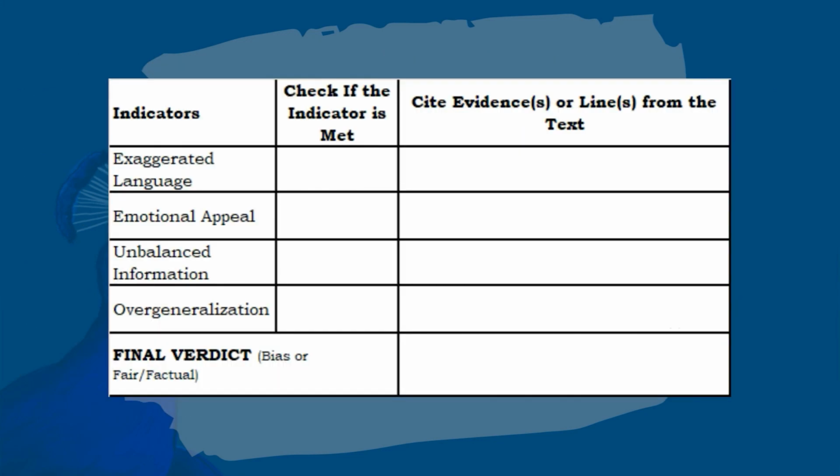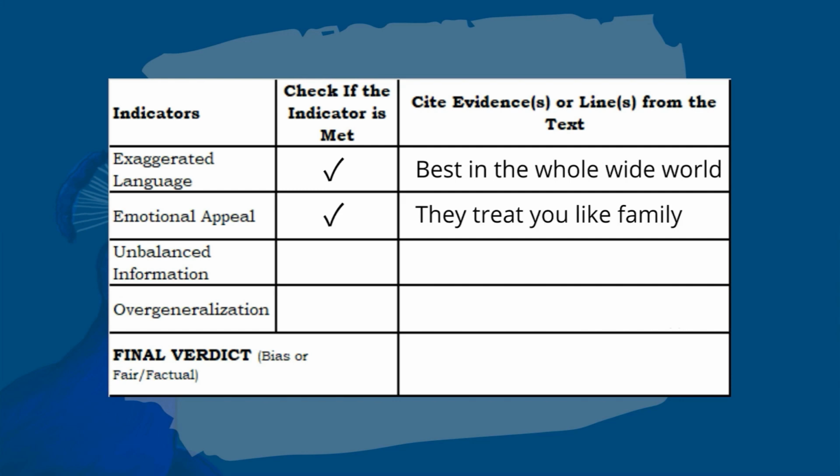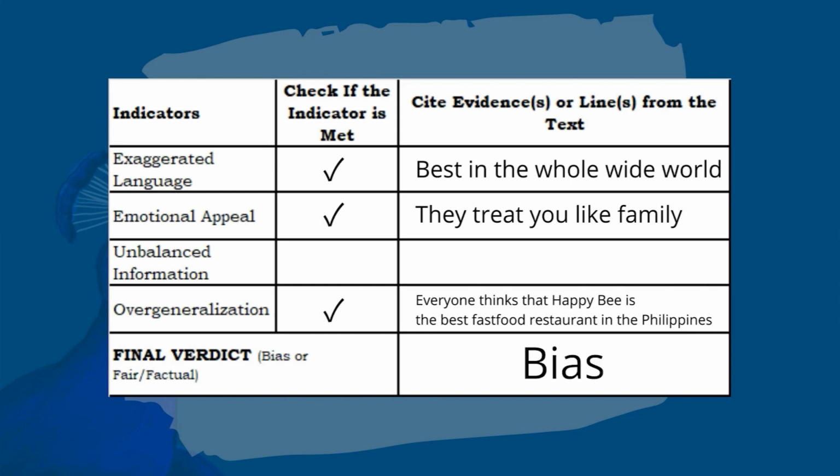Let us check your answer. The line, best in the whole wide world, is an exaggerated language. They treat you like family is an emotional appeal. Everyone thinks that Happy Bee is the best fast food restaurant in the Philippines is an overgeneralization. The final verdict? The article is definitely biased.